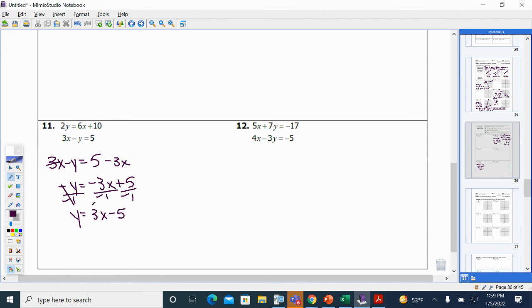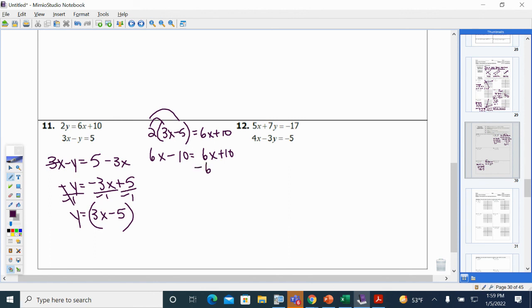Now I'm going to take that 3x minus 5 and I'm going to plug it in for the y in the other equation. You can't use the same one you just used to solve for the y. You got to use this different one. So now instead of a 2y, it's going to say 2 times 3x minus 5 equals 6x plus 10. So I'll distribute, and I get 6x minus 10 is equal to 6x plus 10.